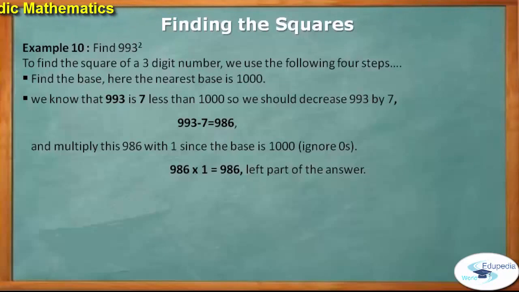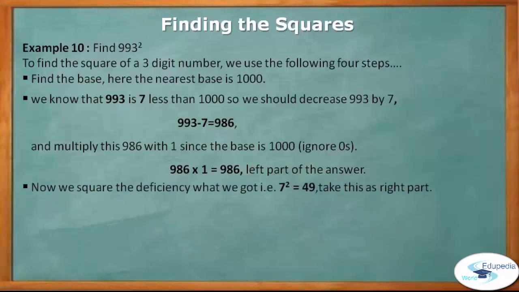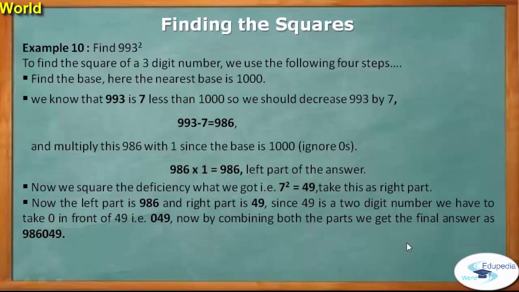And now moving further to step number 3, what we have to do here is we have to take the deficiency what we have got and square it. So the deficiency here is 7, and by squaring the number 7 we will get 49 as the answer, and we have to take this as the right part of the answer. Finally moving to step number 4, if you observe the left part of the answer, what we have got here is 986, and the right part is 49.